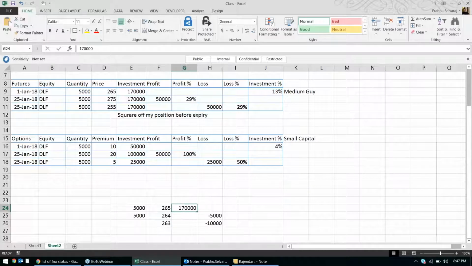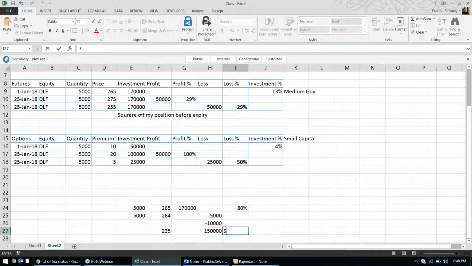Your broker will allow you to hold this position until 80% of the capital goes into negative. That means if it goes 20 rupees down, 1 lakh gone. If it goes 30 rupees down, you'll be losing 1.5 lakh. So if your stock price goes down to 235, 30 rupees down, you'll have a loss of 1,50,000 rupees. Your broker will automatically square off your position because he cannot bear your losses. Okay, he'll square off your position, he'll not hold your position.